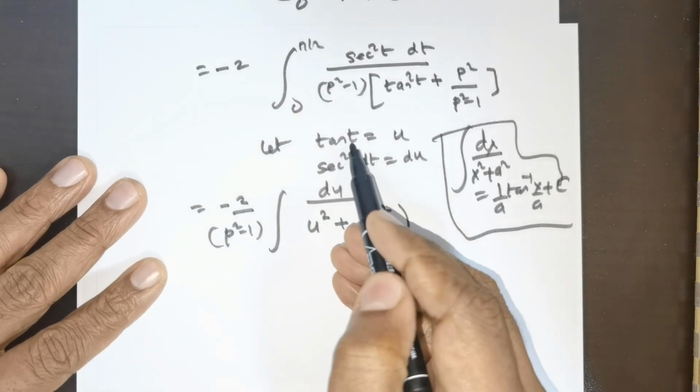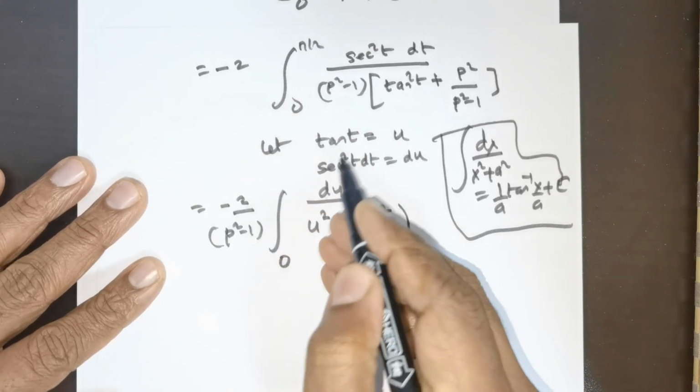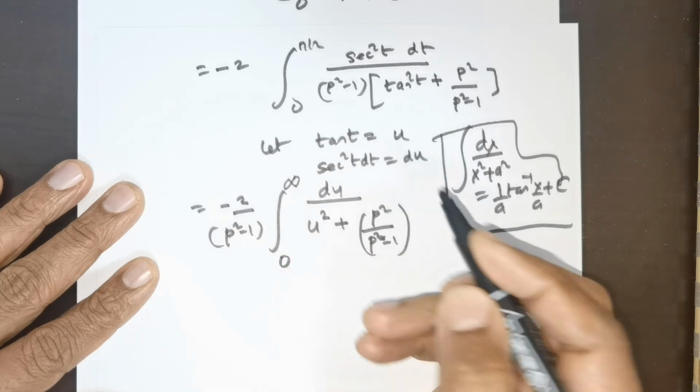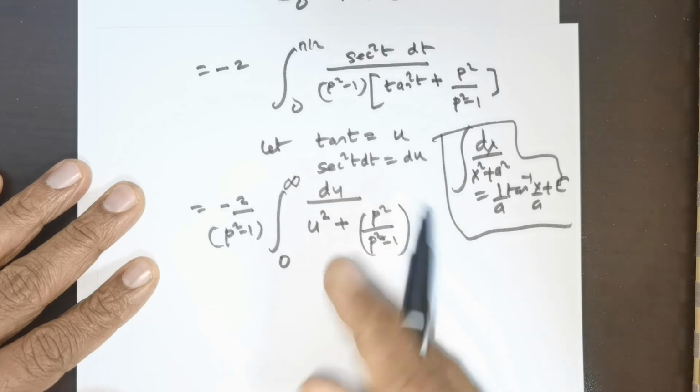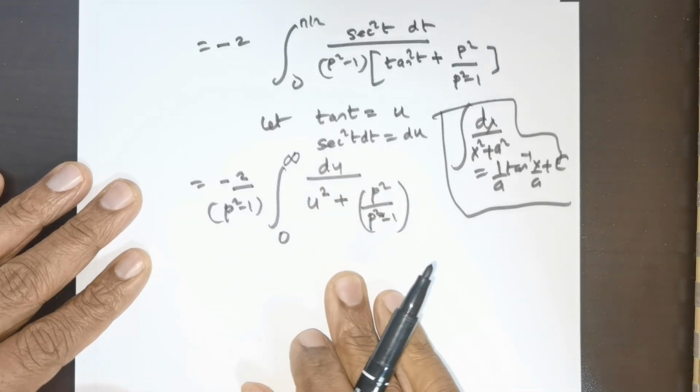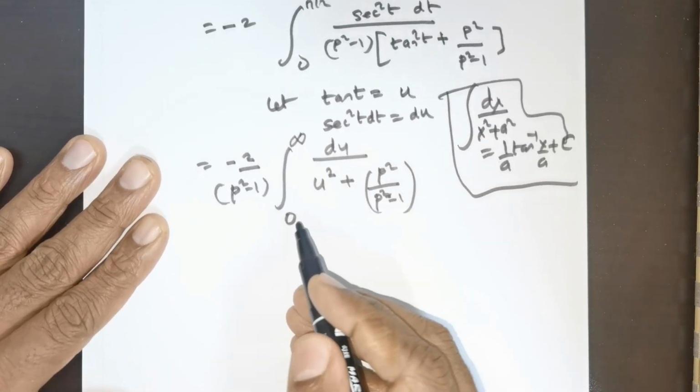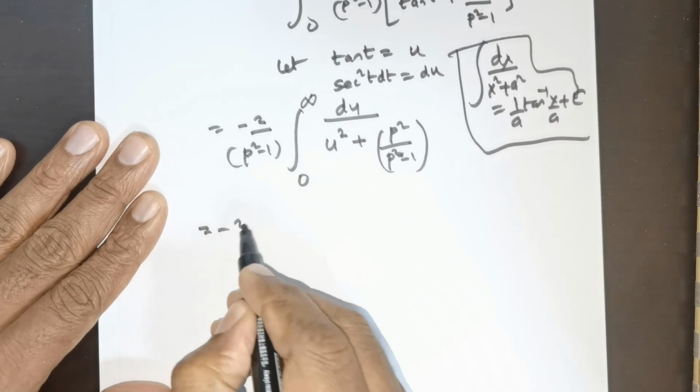Now when t is equal to 0, u is equal to 0. When t is equal to pi over 2, you get infinity. Okay, that's simple. Now what I wish to do is I would like to apply this formula. So if I were to apply this formula, what happens?